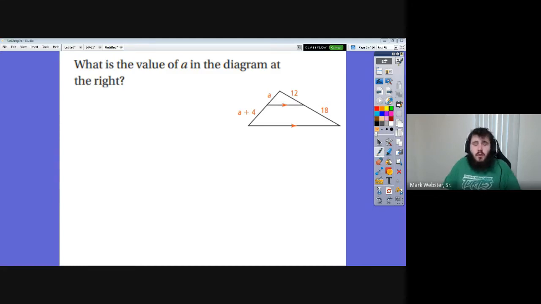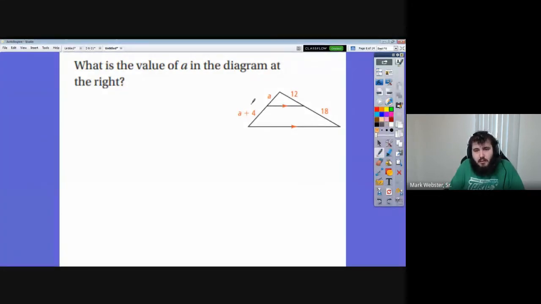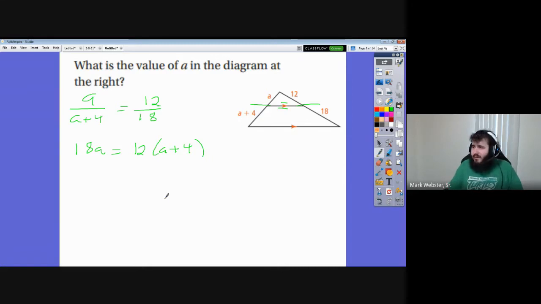Okay. So once again, same idea. Put the fraction bars in, put an equal sign in the middle. a over a plus 4 equals 12 over 18. Do your cross products. And like I said, it helps me to write it out this way first, to have this be the landing spot before I continue. It makes a difference to me because it means I don't have to do 2 things at once.